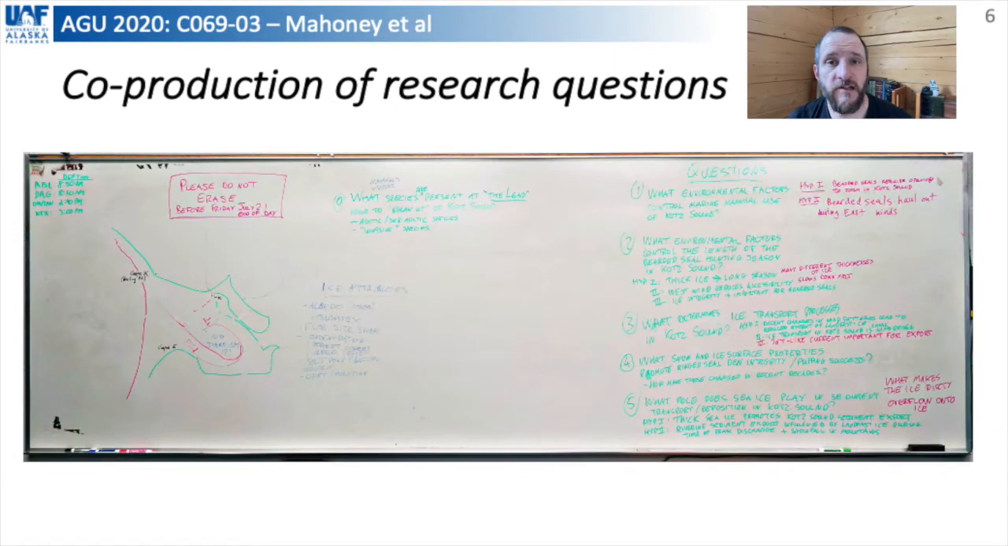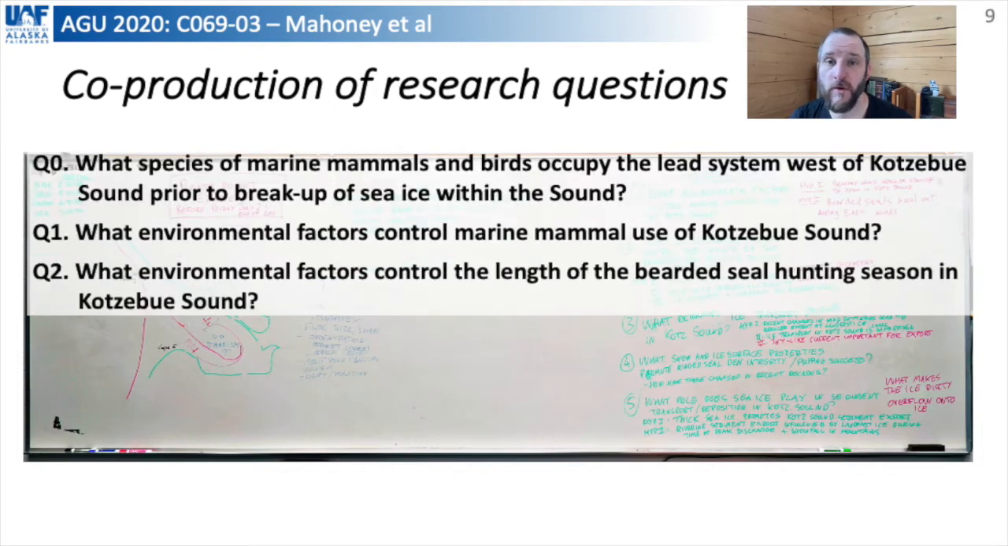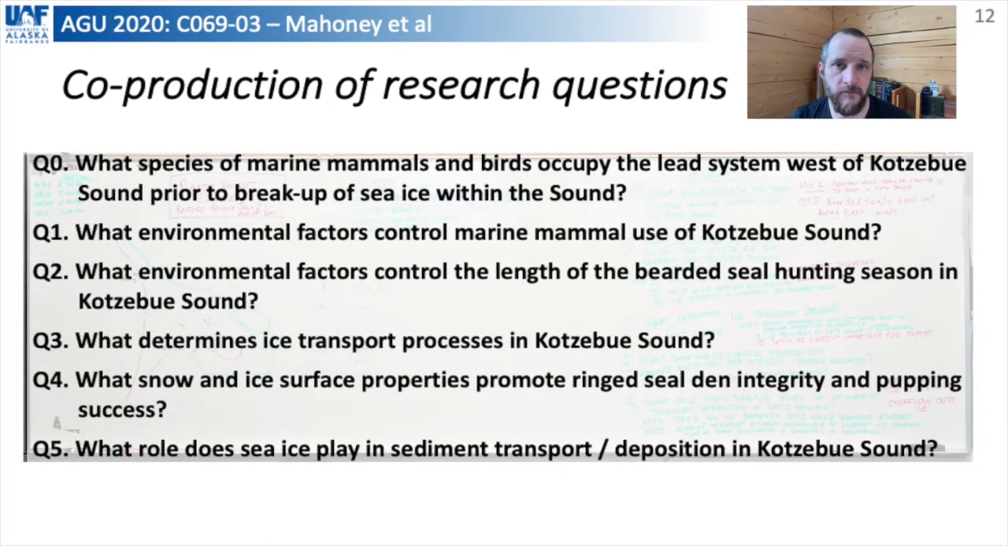So now I'd like to discuss the research questions that we conceived and refined through a co-production approach during our team's first meeting in Kotzebue. We began with an empty board and asked the initial question, what questions would you ask if you had a fleet of drones and instruments that you could deploy in Kotzebue Sound? And over the course of a few days, we filled this board with sketches, maps, and ultimately 6 research questions related to sea ice in the Chukchi Sea.